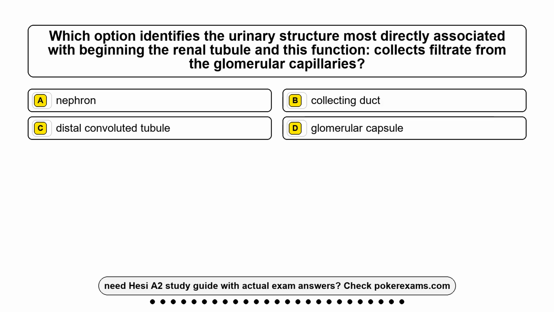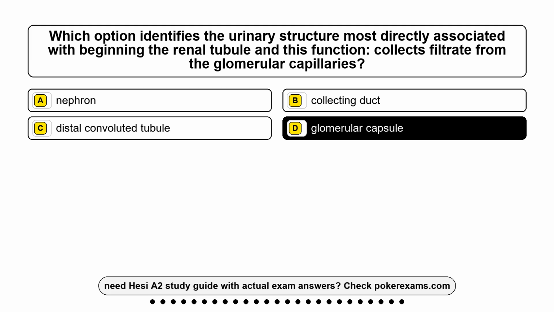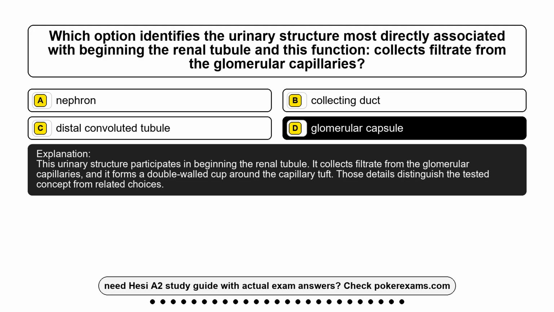Question 16. Which option identifies the urinary structure most directly associated with beginning the renal tubule in this function, collects filtrate from the glomerular capillaries? Option A, nephron. Option B, collecting duct. Option C, distal convoluted tubule. Option D, glomerular capsule. The correct answer is option D, glomerular capsule. This urinary structure participates in beginning the renal tubule. It collects filtrate from the glomerular capillaries, and it forms a double-walled cup around the capillary tuft. Those details distinguish the tested concept from related choices.